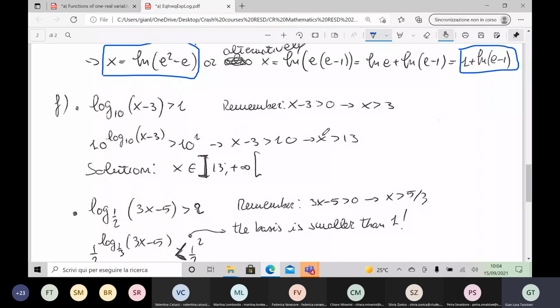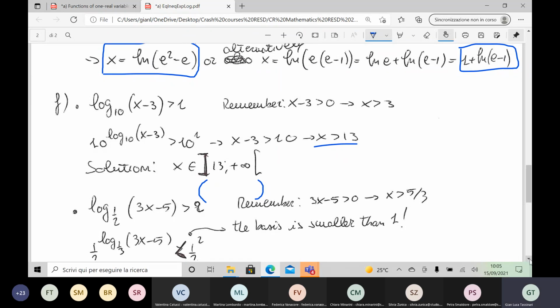So is this condition consistent with the domain? Yes, so we have no problem at all. The solution can be written either in this way, or if you want, as x belonging to, use a reverse square bracket, because 13 does not belong to the solution, plus infinity, use the reverse bracket, or as you know, you can also use parentheses like this, here and here. Okay, now look at another inequality.